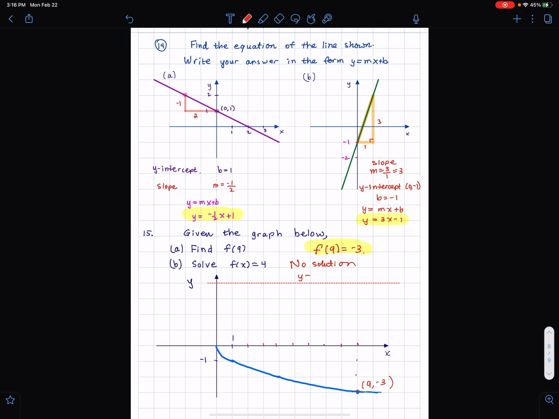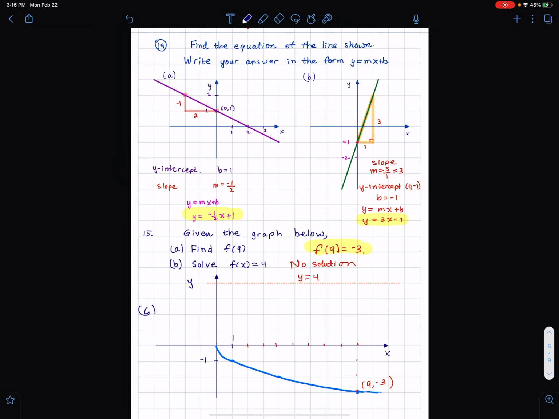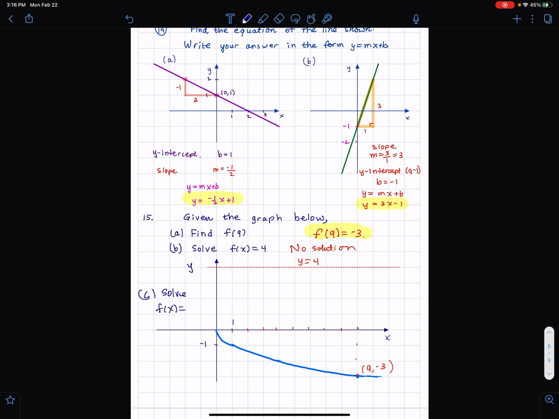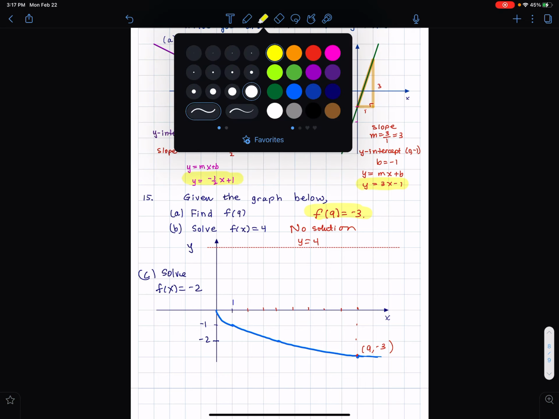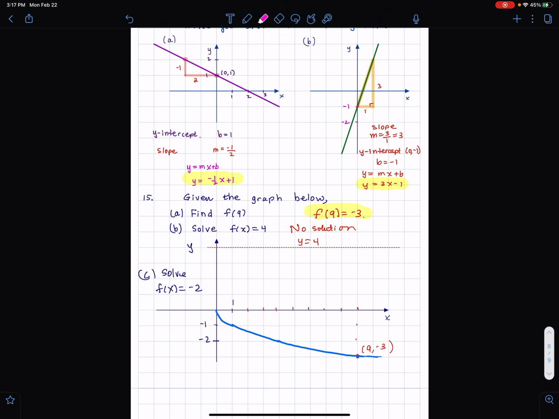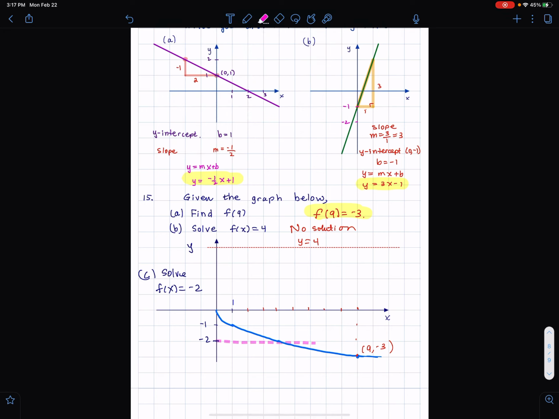Okay, so just so that we didn't waste all our time, let's put C. Solve f of x equals negative 2. Now, where's negative 2? I'm going to write negative 2 right there. Then I'm going to draw a dotted line. So I just added a new problem, which some people say, well, what are you doing that for? But I did it. Sorry, everyone, I did that.